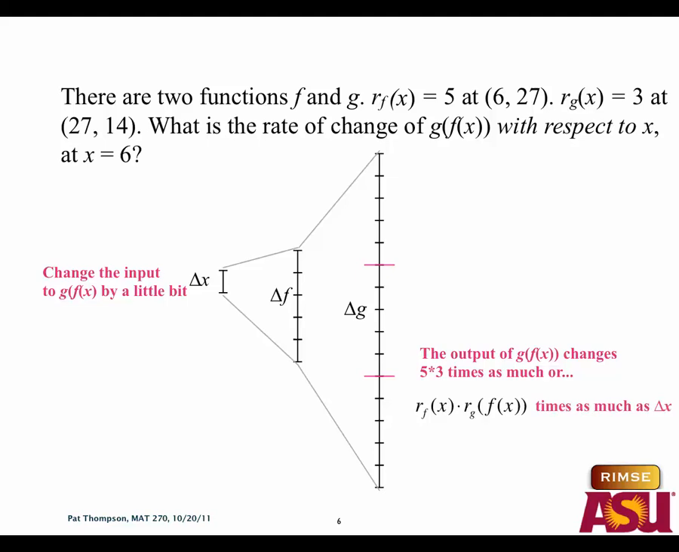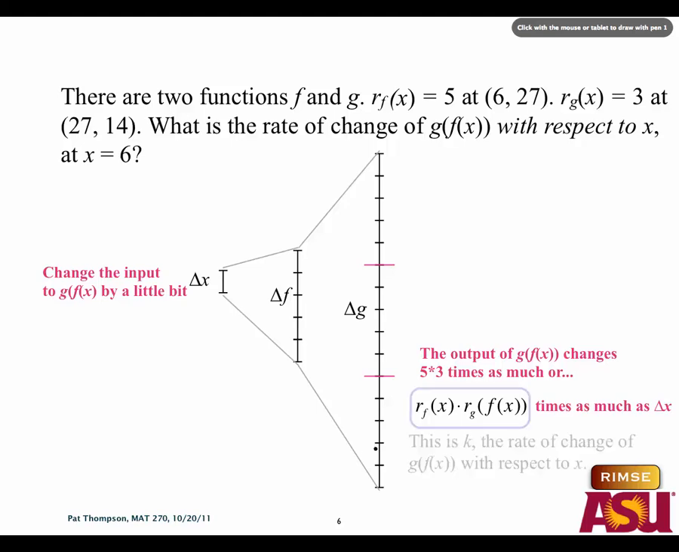So that 5 times 3 is the rate of change of f with respect to x times the rate of change of g with respect to f. Because we had that set change in f, and the change in g was 3 times as much. Okay, so that right there, that's our k. That's the rate of change of g with respect to x. And that's how we find the rate of change of a composite function.